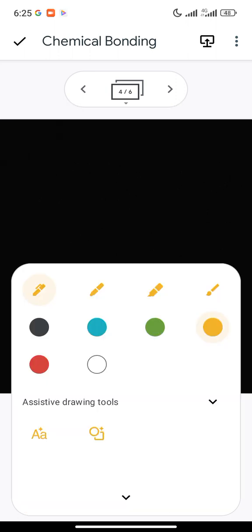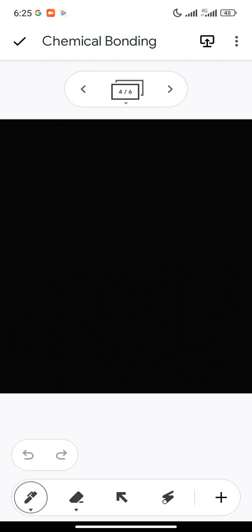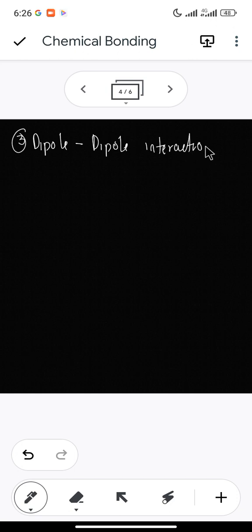So we go to the third example. The third example is the dipole-dipole interaction, or force. This is when we have two, what do we call it, two permanent dipoles.